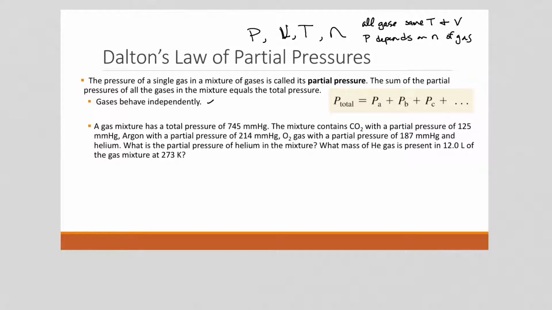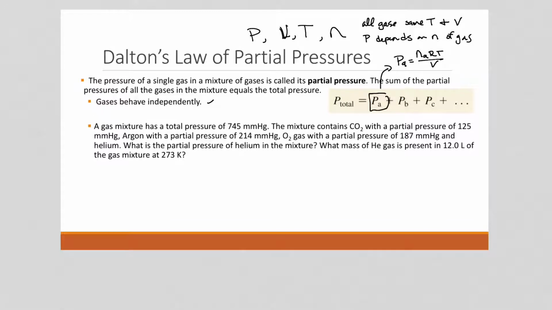Now, a couple of things to think about: each one of these individual pressures could be calculated using the ideal gas law. So the pressure of gas A is equal to, remember PV equals nRT, so P equals nRT over V, it would be moles of A times RT over V. Remembering that V and T are going to be the same for every gas. So it's really just as the moles change, the pressure changes.